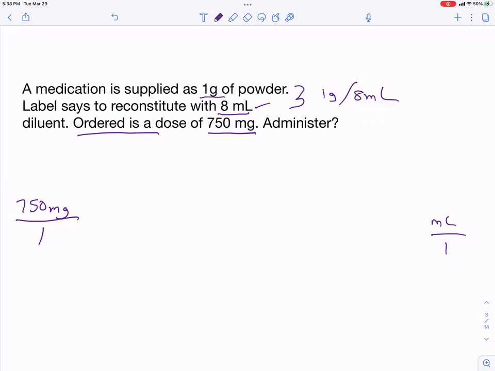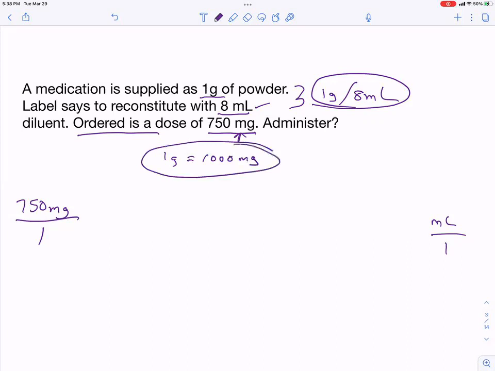So I'm adding 8 milliliters of a diluent to this powder that is 1 gram and 8 milliliters. But my order is in milligrams. So right away I'm thinking I need to do a conversion. 1 gram is equal to 1,000 milligrams. So I'm going to use this in my problem as well.